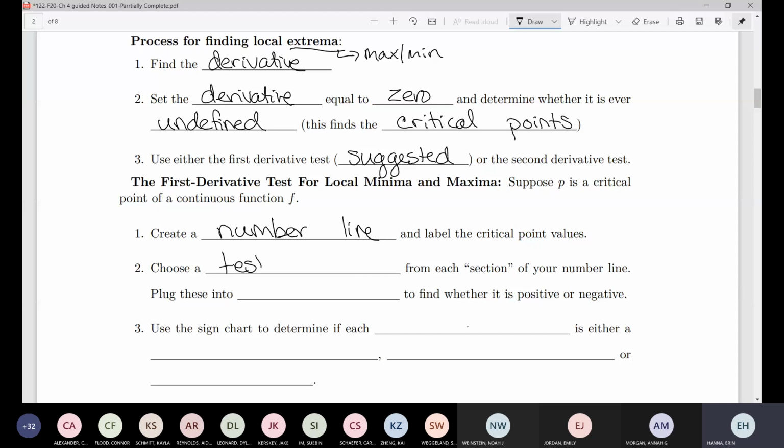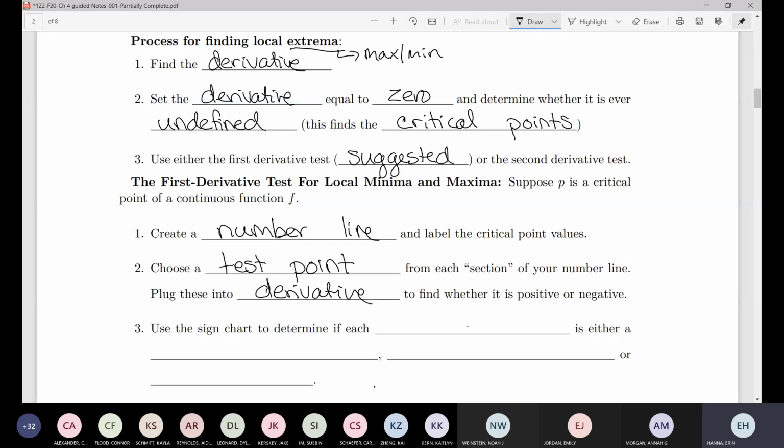We're going to choose a point from each section of the number line. Essentially once we plug in our critical points onto it, it's going to break it up into little pieces. You're going to plug these into the derivative. Plug it into the derivative. And you're going to remember, because I just said it about 5 million times, that people always plug it into the wrong spot. So plug it into the derivative. And then we're going to just look at whether it's positive or negative. We don't care what the number is. We just care about whether it's positive or negative.